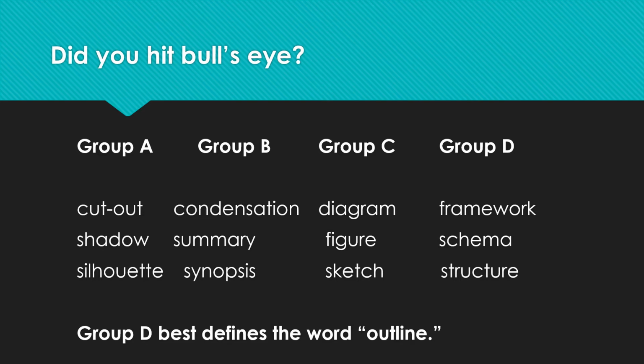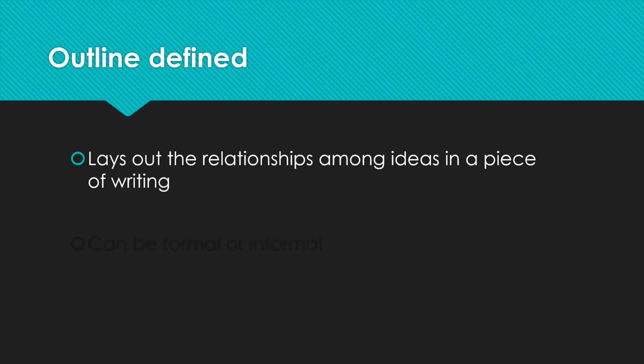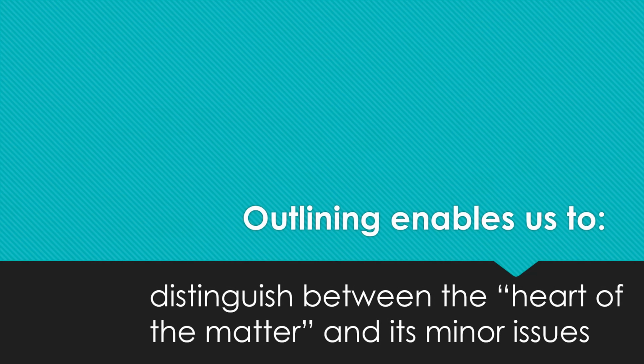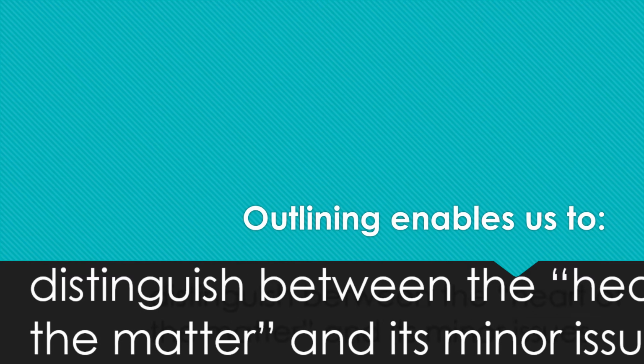That's why most beginning writers usually do an outline first in order to provide a framework, a schema, or a structure to their writing. So basically we define outline as something that lays out the relationships among ideas in a piece of writing. And outline can be formal or informal. Basically outline enables us to distinguish between the heart of the matter and its minor issues.